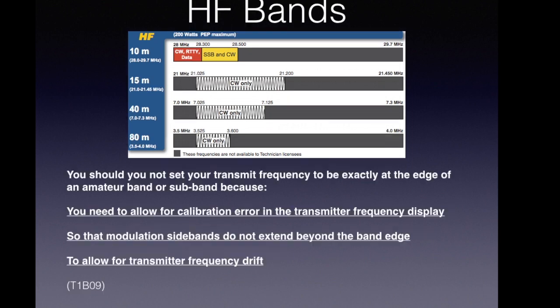You should also note that you never want to put your transmitting frequency exactly on the edge of the band, because there could be some error in your transmitter frequency display. There could be some modulation that extends beyond the point of the band edge, and your transmitter could just drift. So stay away from the edges, and we'll get into that a little bit further along the way.